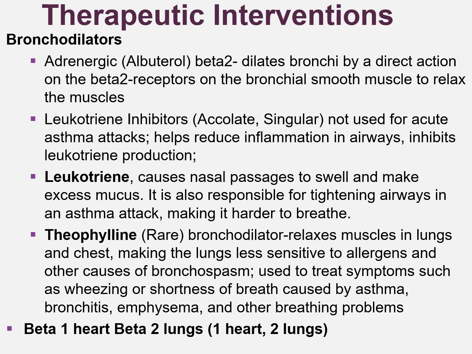Rarely used is a theophylline bronchodilator. Sometimes this is because of tachycardia. It helps relax the muscles in the lung and the chest and makes the lungs less sensitive to allergens and other causes of bronchospasms. They're used to treat symptoms such as wheezing or shortness of breath caused by asthma, bronchitis, emphysema, and other breathing problems. Remember, when we're talking about beta drugs, beta 1 is for the heart and beta 2 is for the lungs. We have one heart and two lungs.